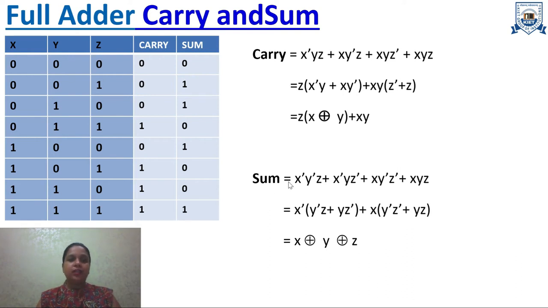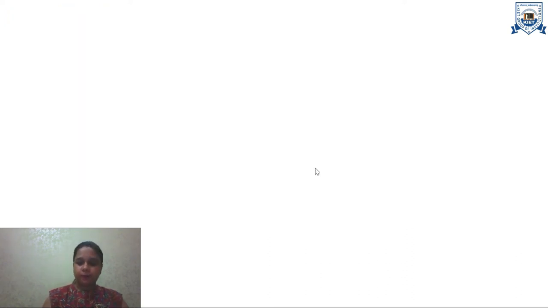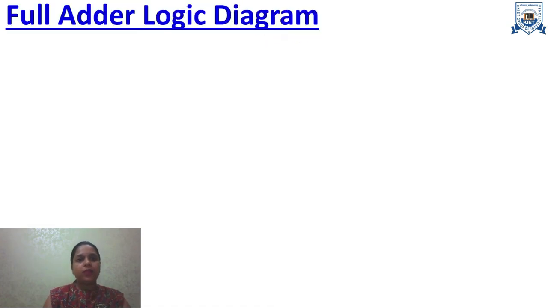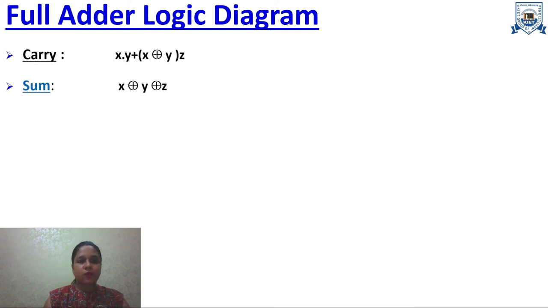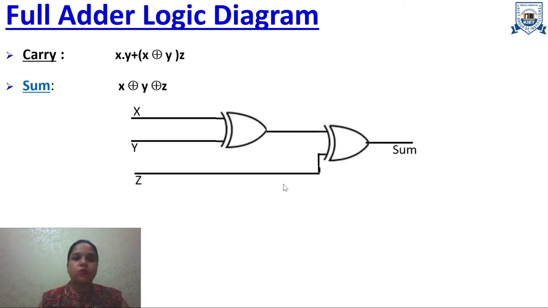Let's design the logic diagram for the same. Now we will design the logic diagram for the full adder. We have the expressions over here. Carry is x dot y plus (x XOR y) dot z, and the sum is x XOR y XOR z. So this is the logic diagram for the sum: x XOR y, and that is XORed with z. So here the sum will be x XOR y XOR z.